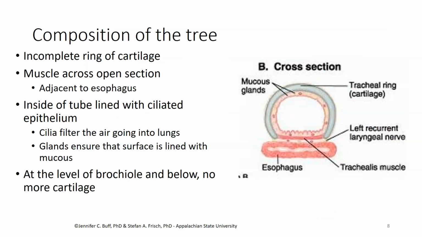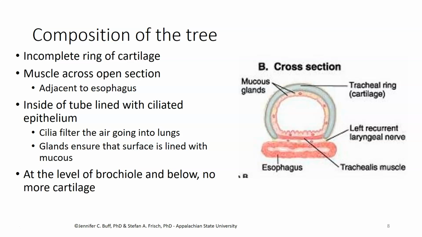The composition of the bronchial tree in the larger units consists of an incomplete ring of cartilage. There is a muscle across the open section of this cartilage. In the trachea, that muscle is adjacent to the esophagus, the tube that leads down to the stomach. The inside of this ring of cartilage and muscle is lined with ciliated epithelium. The cilia help filter the air that is going into the lungs and trap any particles or pollutants.